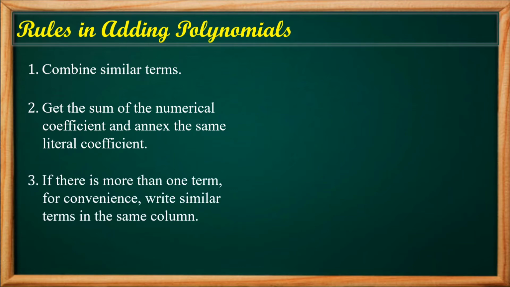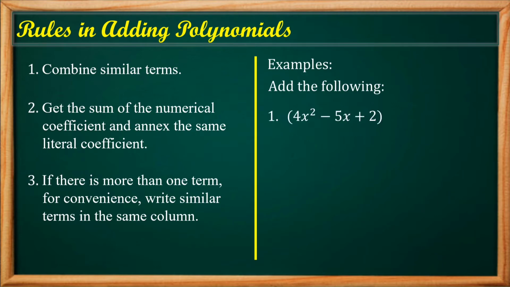Number 3, if there is more than one term, for convenience, write similar terms in the same column. Okay, example tayo. Add the following: 4x squared minus 5x plus 2 plus negative 2x squared plus 7. On this part, as you observe, meron tayong maraming terms, more than one term.